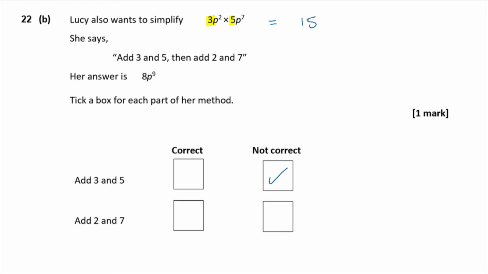Okay. What about adding 2 and 7? p to the 2 times p to the 7. Yes, that is correct. That should be p to the 2 plus 7. That should be p to the 9. So that bit was at least correct. She got half of it right. Okay, so the answer should be 15p to the 9.